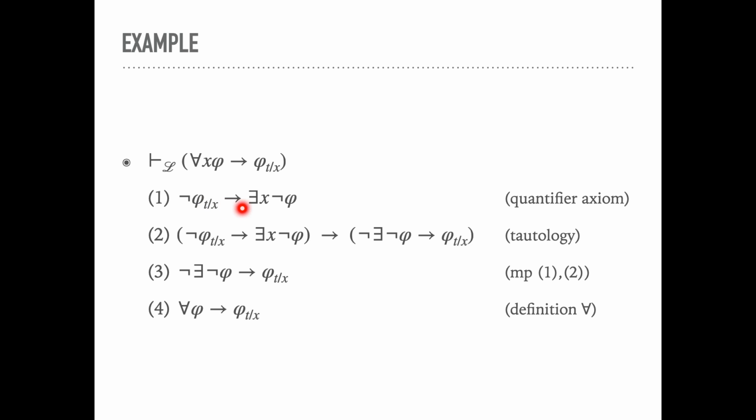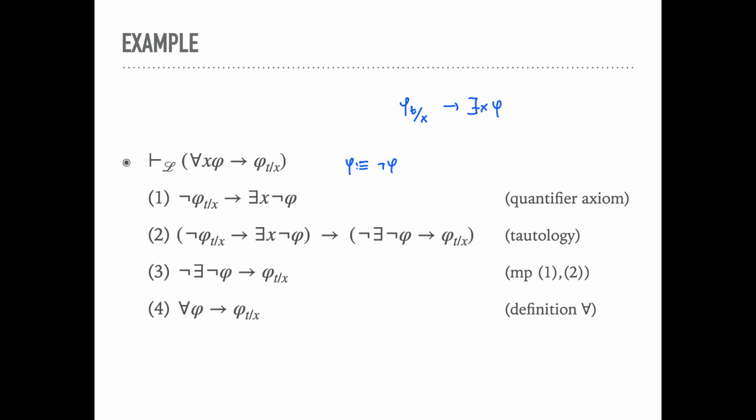So we start with this. This is a quantifier axiom, right? If you remember, we stated the form. So here we would plug in not phi for phi, if you look at the axiom, because our scheme was phi implies exists x phi. So if we plug in not phi for phi, we get exactly this formula. So this is an axiom, that's correct.